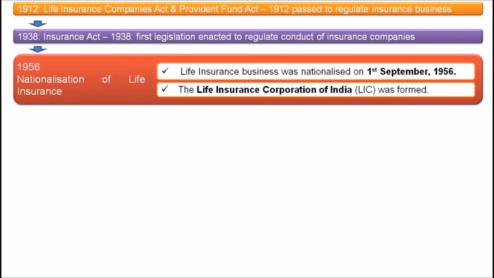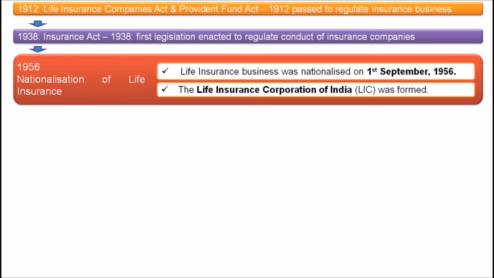Next, what happened in 1956? Till that time, there were so many companies running life insurance business: A company, B company, C company. There were around 175 or 200 companies running at that time. India got independence in 1947, 15th August, whereas in 1956, the Indian government took a decision: nationalization of life insurance. They dissolved all the companies and made them into the Life Insurance Corporation of India.